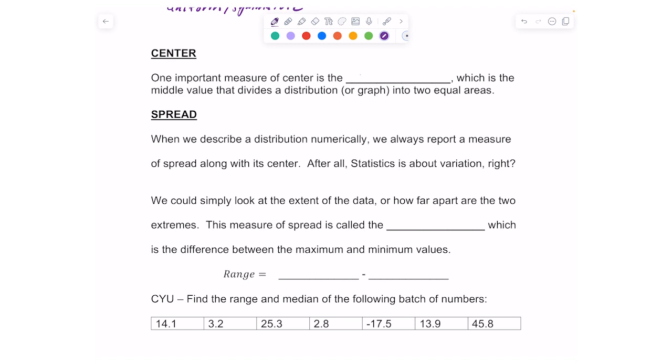And then we have our center. So our center is an important measure of, one of the most important measures of center is the mean.